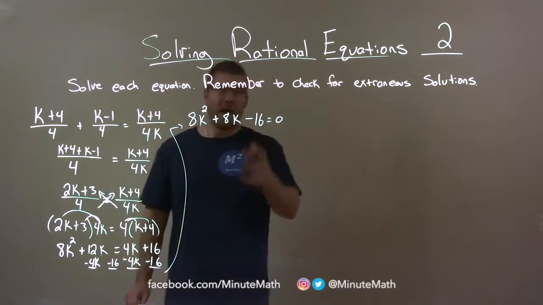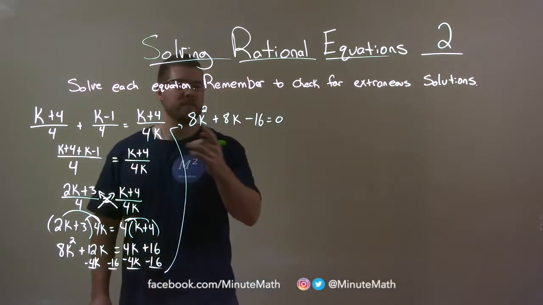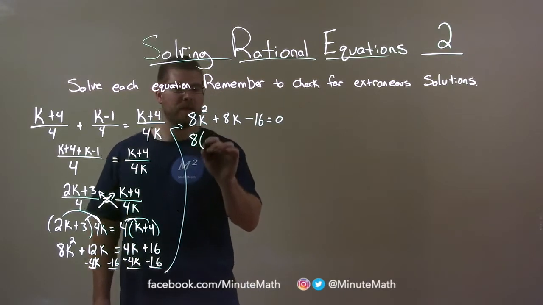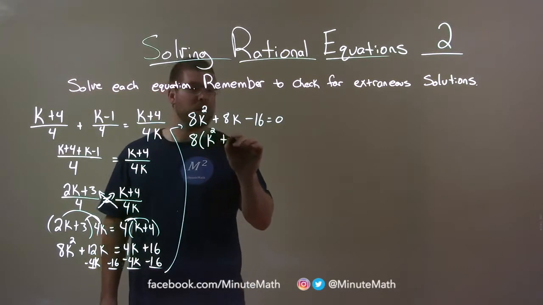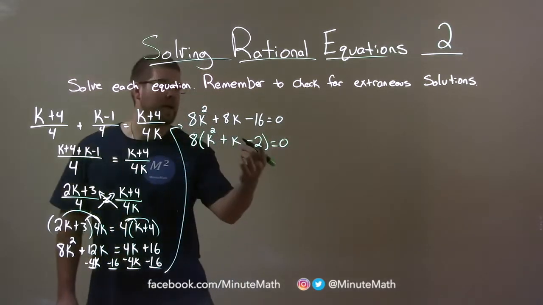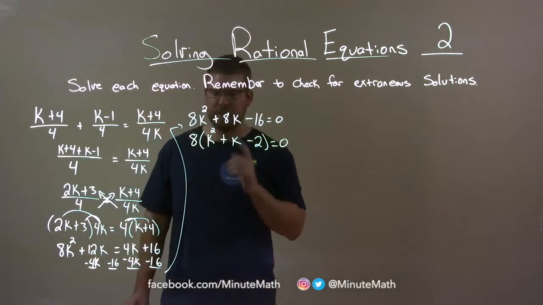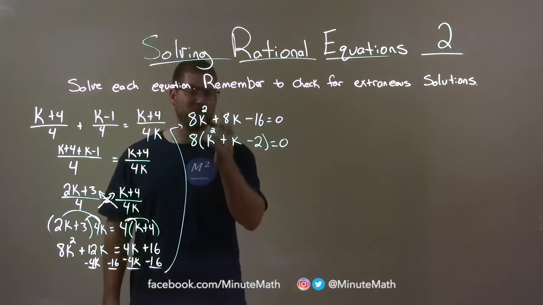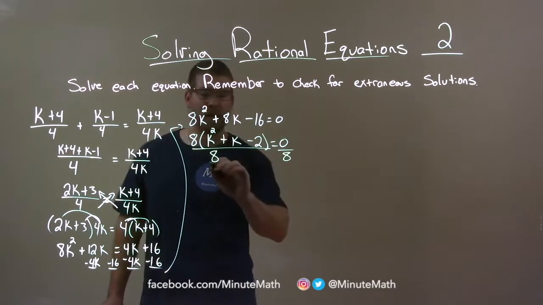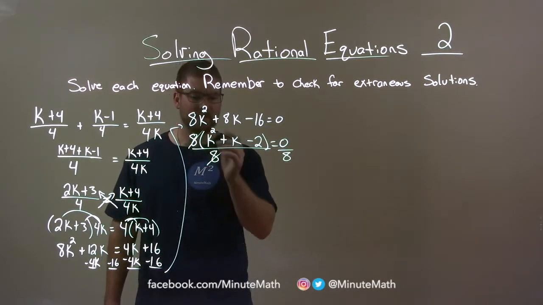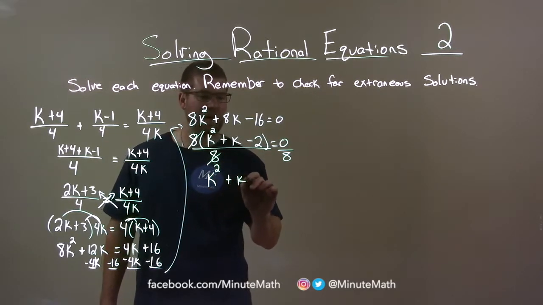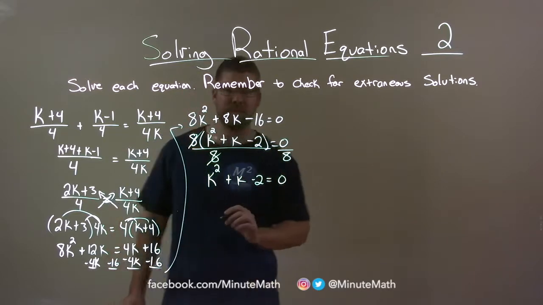And before we start factoring, let's see if we can simplify. I see that 8 goes into all parts here, so let's pull out an 8. 8 times k squared plus k minus 2 equals 0. So I pulled an 8 out of all 3 parts there. Now that makes it easier to factor because I could divide both sides by 8. Those 8's cancel, and now I'm left with something much easier to factor: k squared plus k minus 2 equals 0.